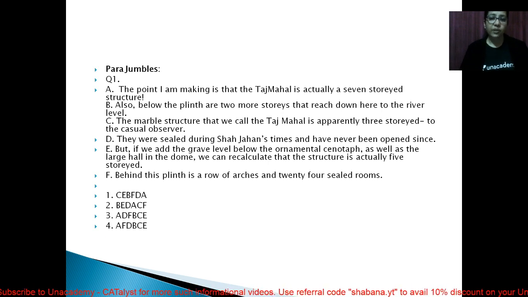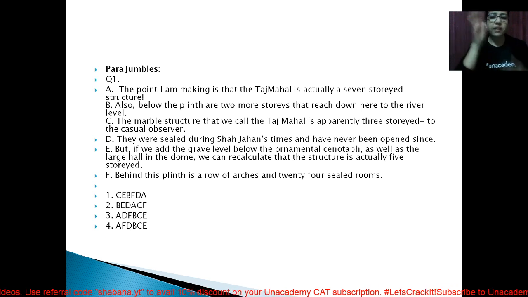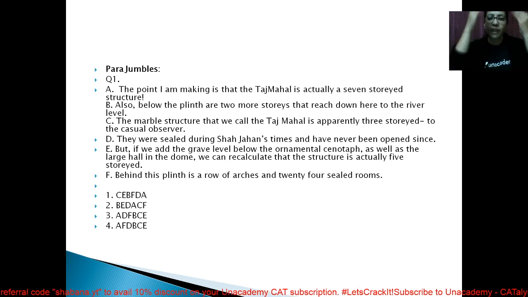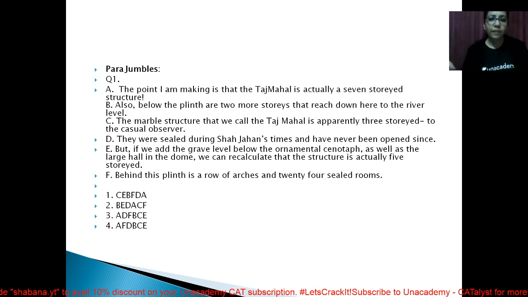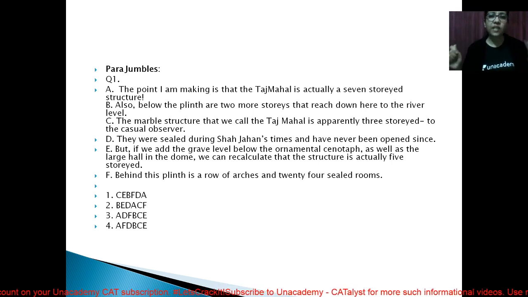The first question that you got while you were solving was on parajumbles. Parajumbles can come in two types. Either this format that I have given you on the screen, like A, B, C, D, E, F, where you just have to reshuffle and arrange the sentences such that they form a coherent paragraph. Otherwise, they can give you the paragraph and ask which is the first sentence, which is the second sentence, which is the third sentence, like they give in Bank PO. Those of you who have earlier appeared for Bank PO exams must be aware of this.